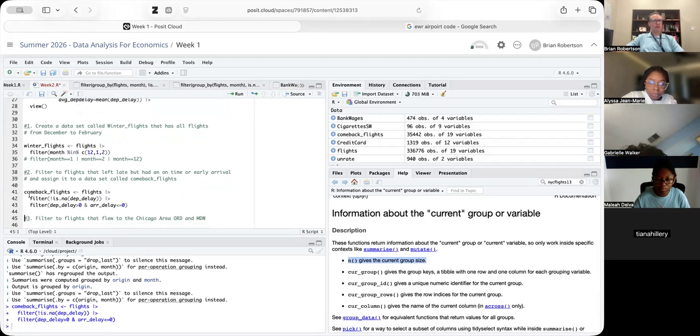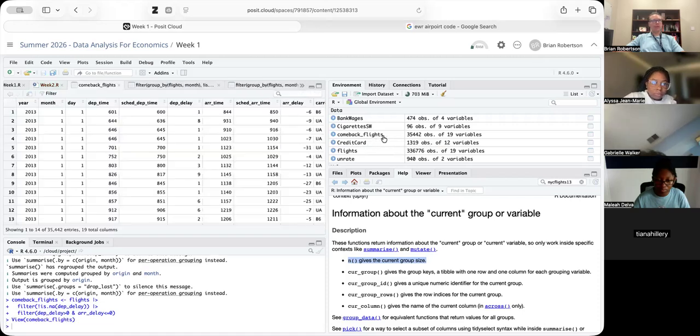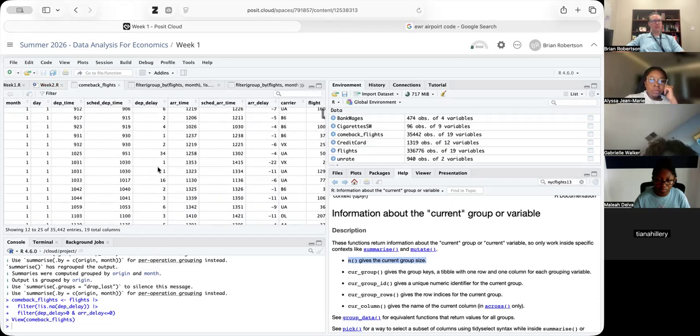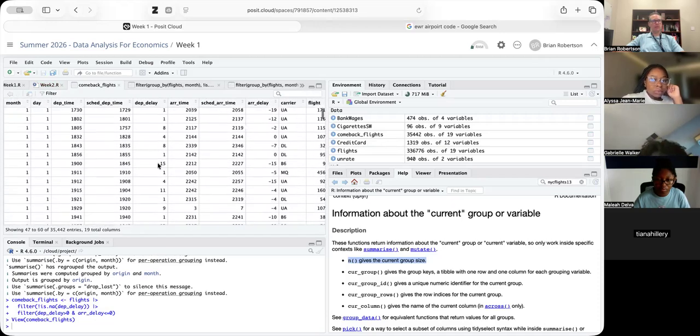And I want to assign it to a new data set called comeback flights. If I go into comeback flights, how many flights does that get me? Well, it gets me roughly 35,000. If I open that up, I've got a departure delay. So these are positive, right? These look pretty positive.